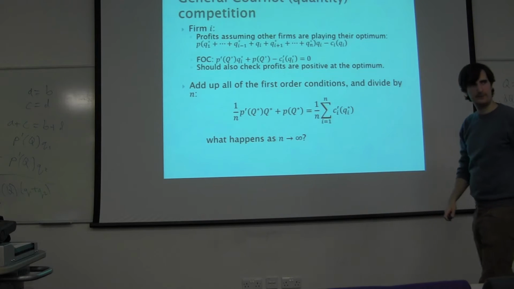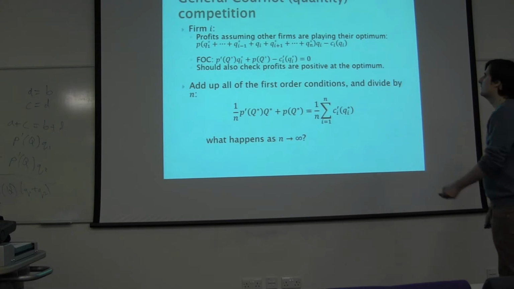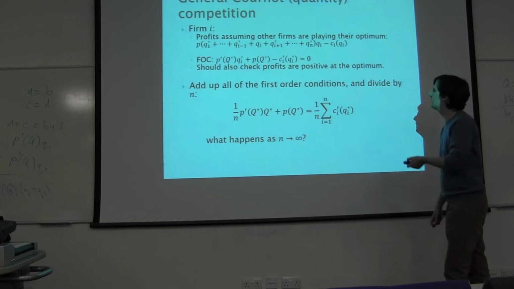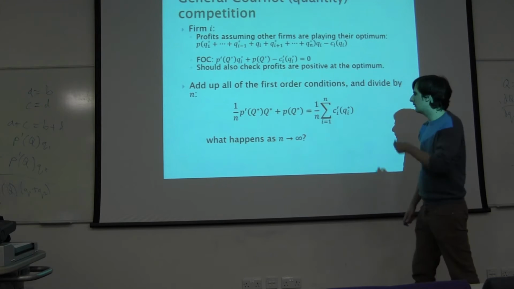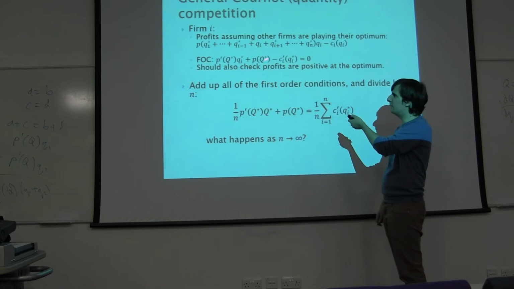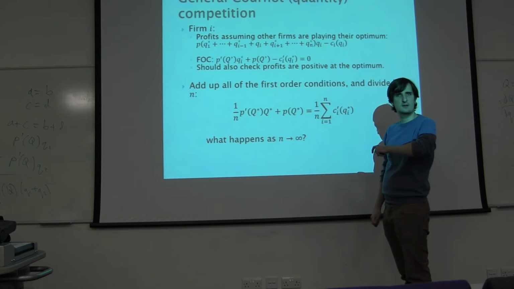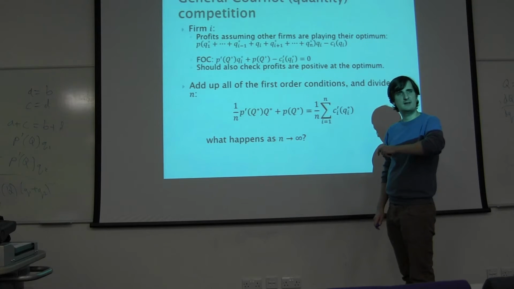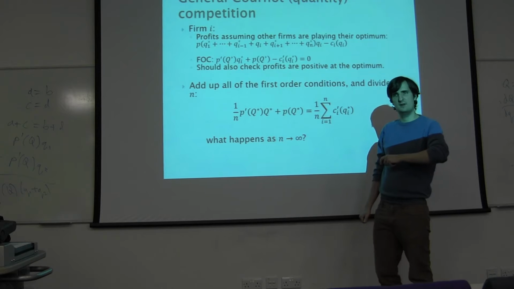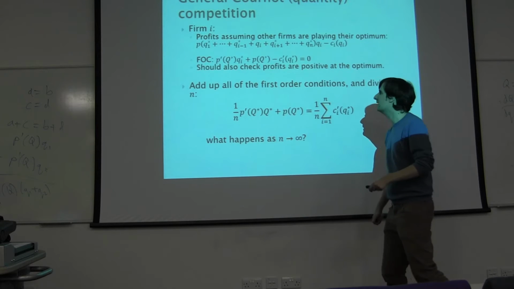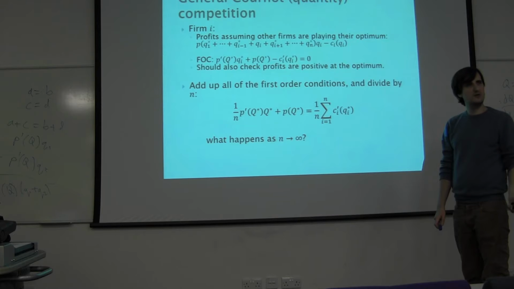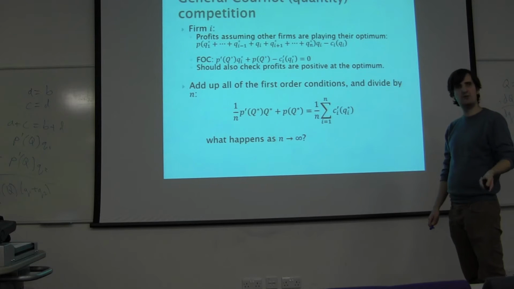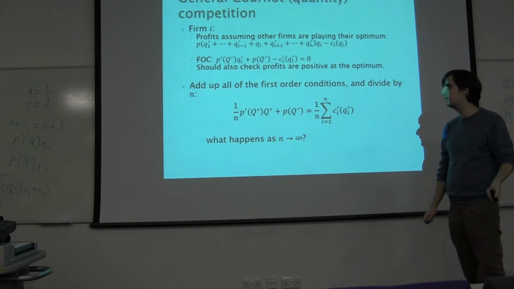Make sense? So we've got this first order condition. Technically we should check second order conditions, and we should check that they're actually making positive profits, so that they do actually want to produce anything at all. But I'm not going to worry about that for now. The trick is just the same as before. You have to add up all of the first order conditions across all of the firms.